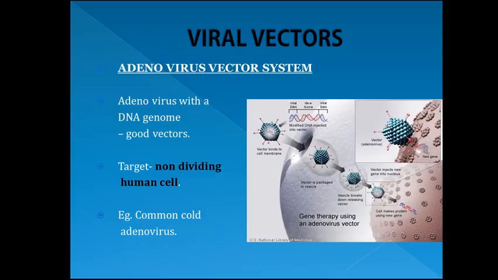Adenovirus vector system. Adenovirus with a DNA genome are good vectors. They target non-dividing human cells. Example is the common cold adenovirus.